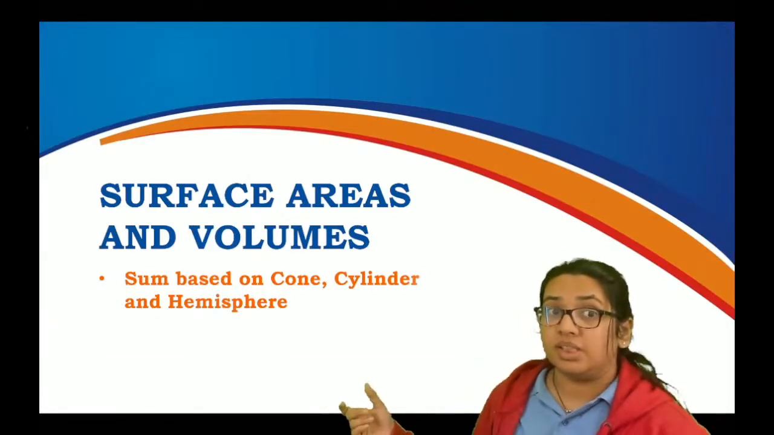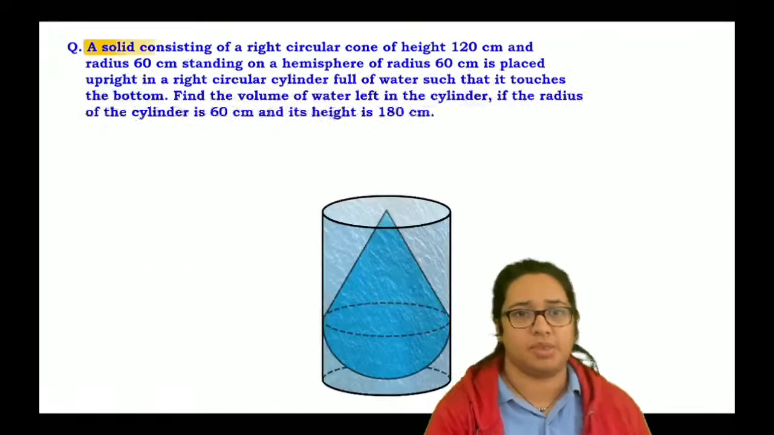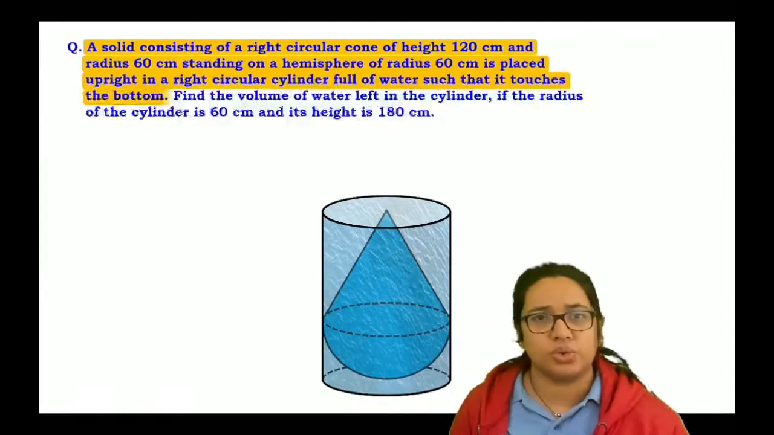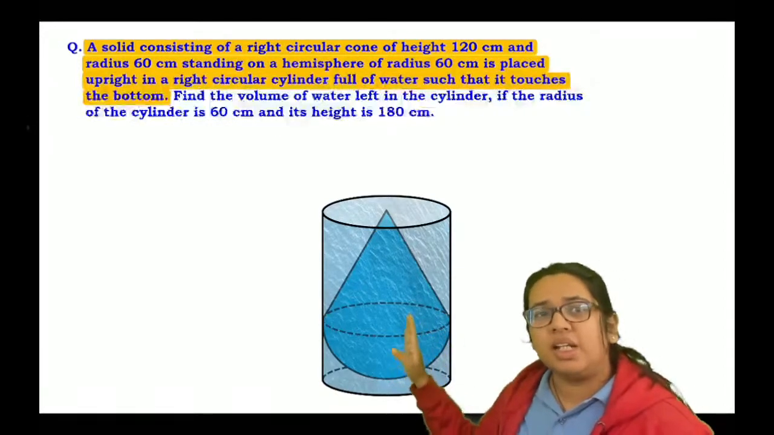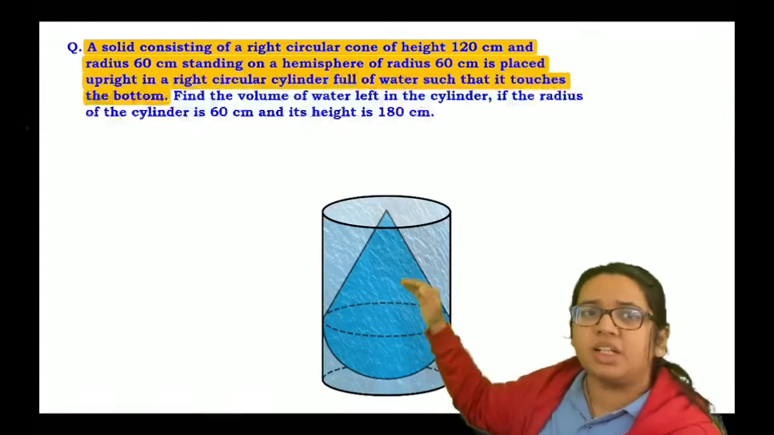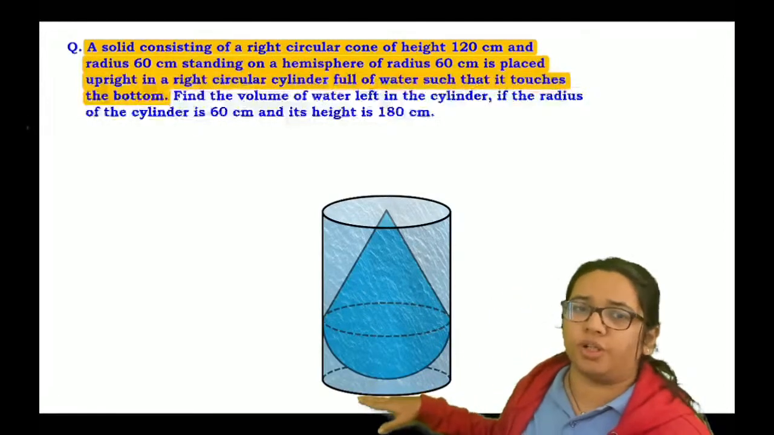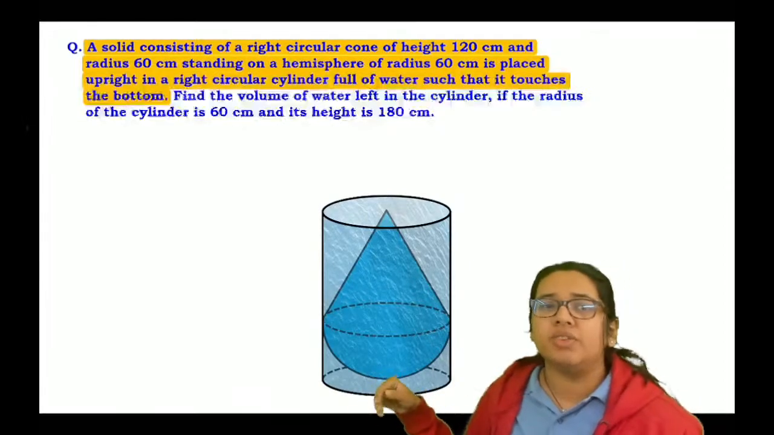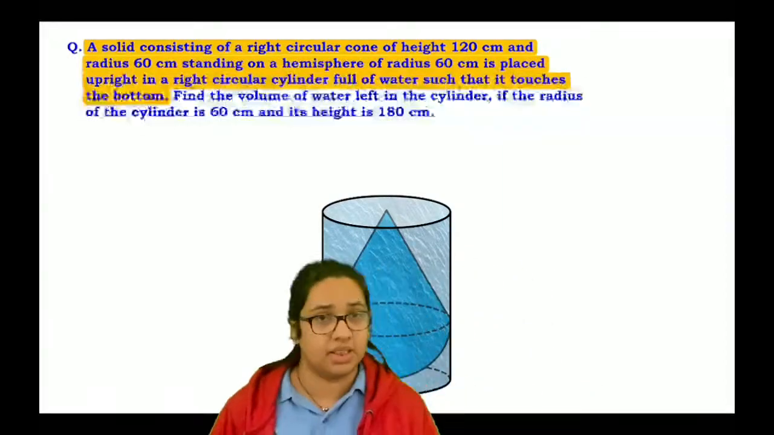Now the next one. We have to consider a question based on cone, cylinder and hemisphere. A solid consisting of a right circular cone of height 120 cm and radius 60 cm standing on a hemisphere of radius 60 cm is placed upright in the right circular cylinder full of water such that it touches the bottom. Then find the volume of water left in the cylinder if the radius of the cylinder is 60 centimeter and its height is 180 centimeter.